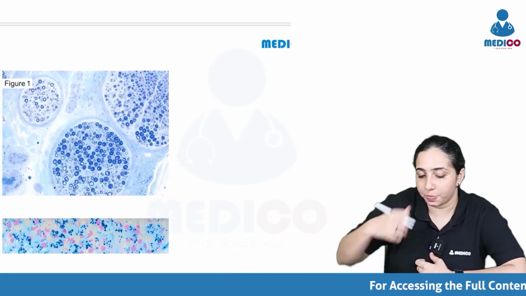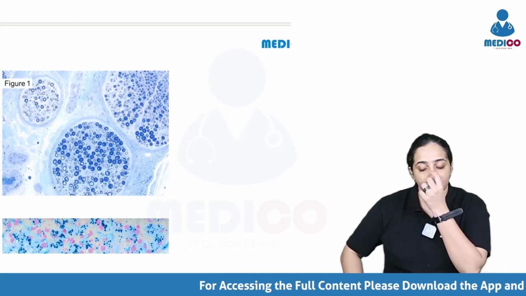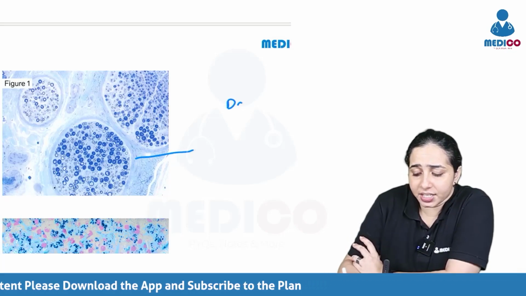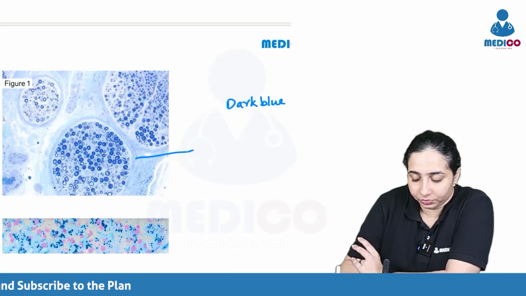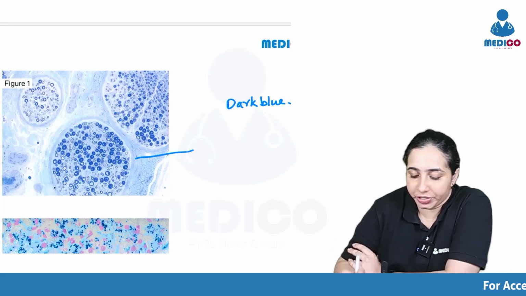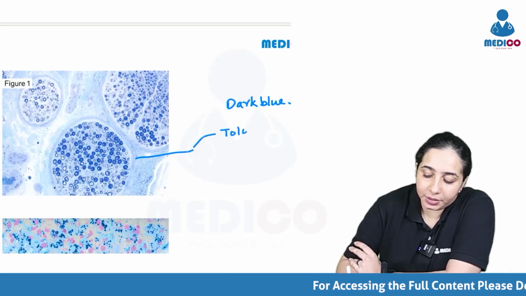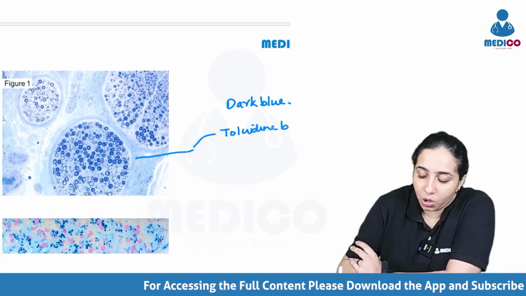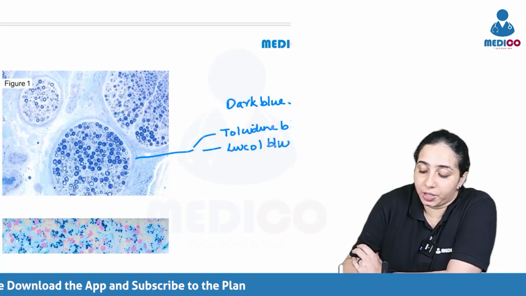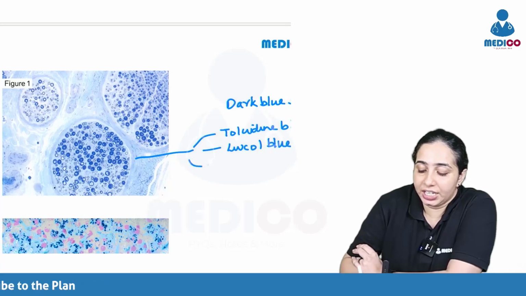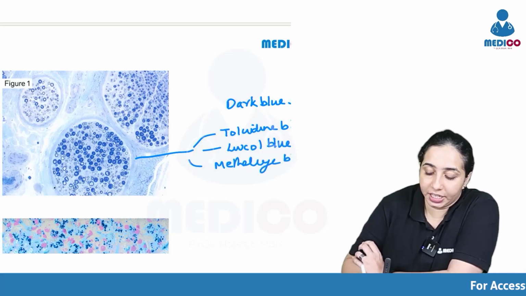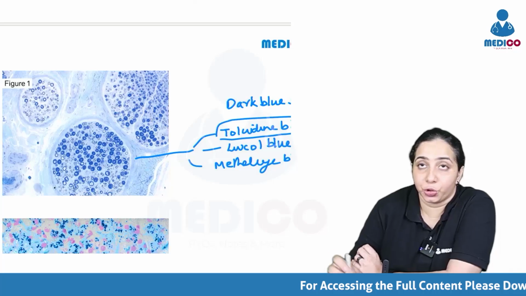Now moving on to the next picture. So this picture, actually this is a nerve. So here it is just a dark blue stain. And as I said earlier, whatever stain it is depends on the circumstance of the question. So it can either be something like toluidine blue or even Luxol blue, which is used for nerve fibers, or it can even be methylene blue. This particular one is something I have taken of toluidine blue.